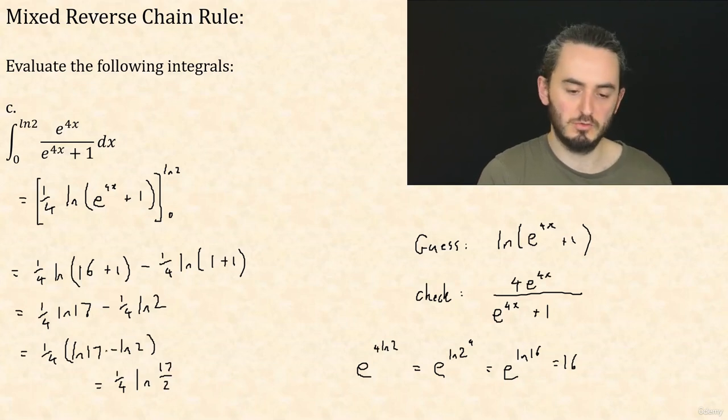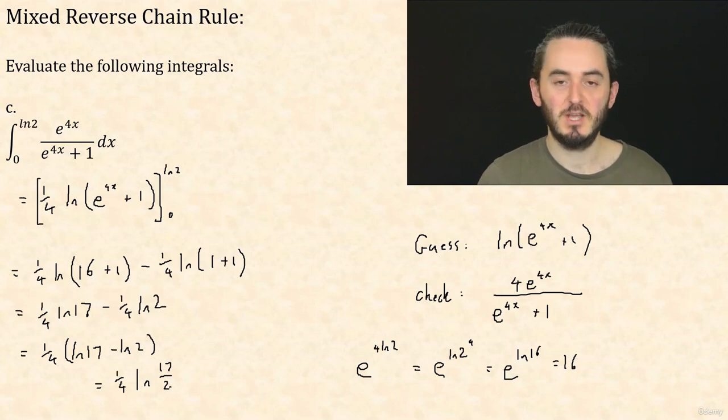And that's just using the log rule: ln A minus ln B is ln A over B. Okay, I hope that's been an enjoyable look through reverse chain rule. We're now going to keep going, exploring all the different integration techniques that you need.